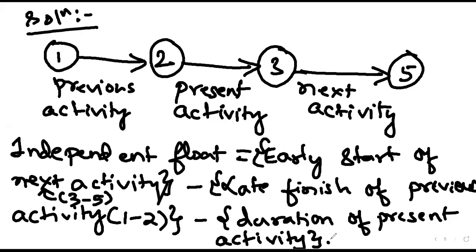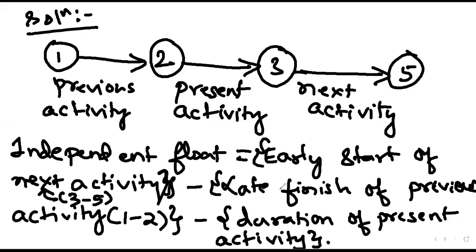Independent float is equal to the early start of the next activity. The next activity is 3-5. So just make a small correction here: the next activity is 3-5. Or you can just write it in brackets after you have written next activity. In small brackets, you can write 3-5 activity and close the bracket.